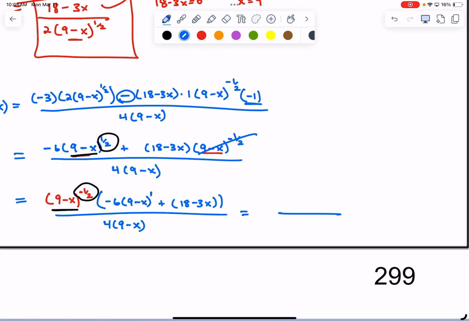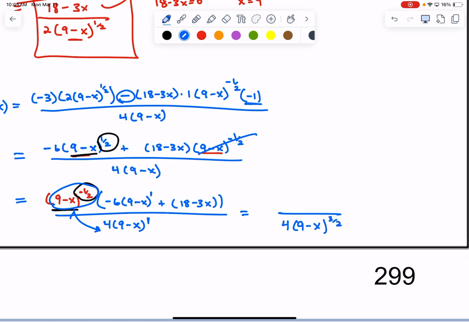I believe I can move this to where? Now, if I move that to the bottom and it becomes a positive exponent, what are you going to do with those exponents when you move it to the bottom? Because it's all going to be multiplied together, so what are you going to do with those exponents? What do you do when you multiply powers? Add exponents. So we're going to have 4 times 9 minus x to the what power?